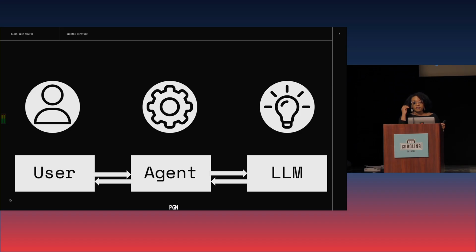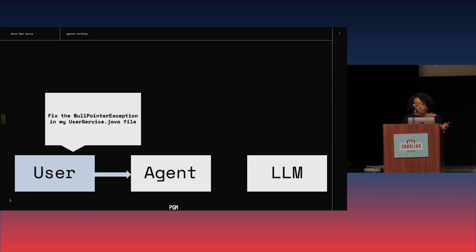So the LLM provides cognitive abilities to the AI agents, and most AI agents, like Goose, will have this chat interface themselves. You type in your prompt, and then the agent will send your prompt to the LLM. At the same time, the agent will also inform the LLM of what it has access to. So let's look at what was happening under the covers when I asked Goose to fix my null pointer exception.